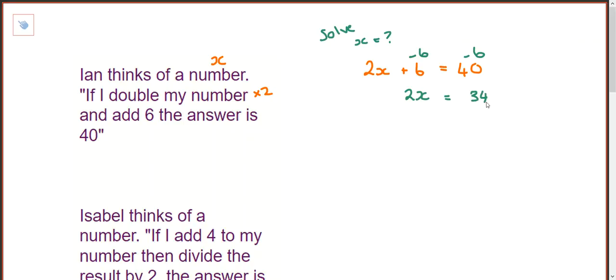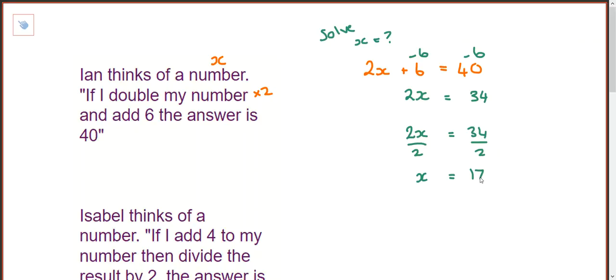So you would bring it over. That's what I was talking about. And then you divide everything by 2. So then I would say 2x equals 34. If I divide everything by 2, I get x equals 17. Now, this is what I was getting at.